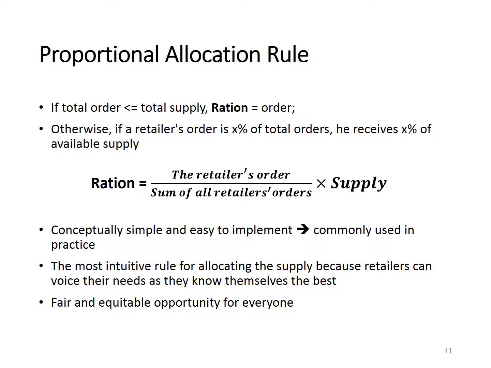In the simulation, we will use the proportional allocation rule, where the ration or allocation of the supply for a retailer is the ratio between its order and the sum of all orders times the total supply available, if the supply is constrained. Otherwise, the ration is just the retailer's order. This is one of the most commonly used allocation rules in practice because it's simple and easy to use. It's also intuitive because it allows the retailer to voice out its needs as they may know themselves the best. It's also fair and provides equitable opportunities to everyone.